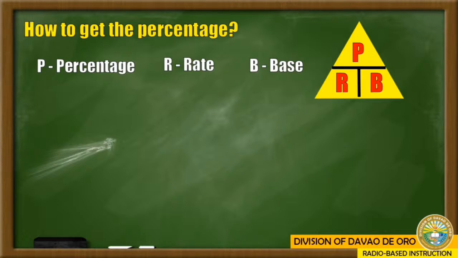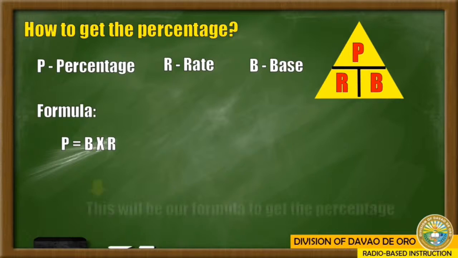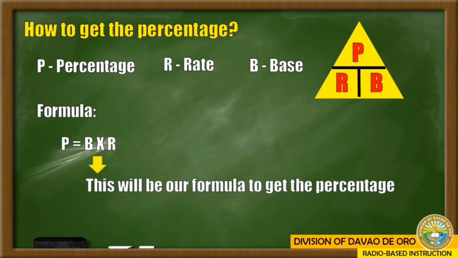Upon this triangle, we can now create our formula to solve the value of percentage. So, our formula is P equals B times R, or percentage equals base times rate. This will be our formula to get the value of percentage. Understood? Good job!